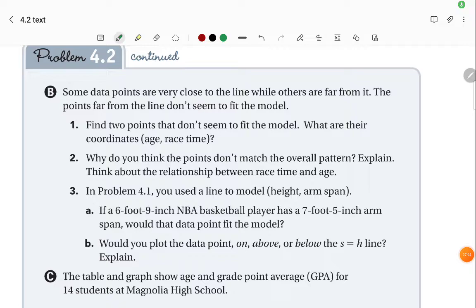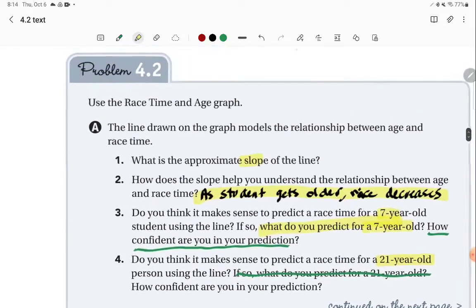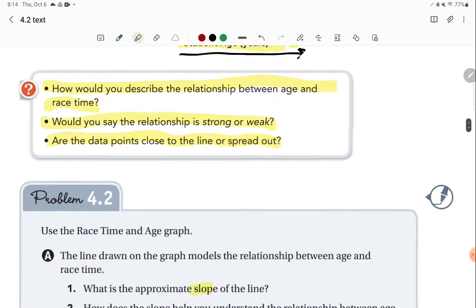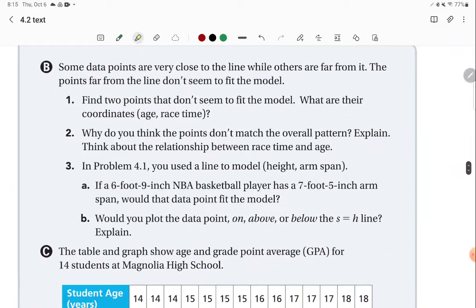Okay, on B, some data points are very close to the line while others are far from it. The points far from the line don't seem to fit the model. So go ahead and answer these. You're looking and kind of evaluating or thinking about those problems outside of the line. So that would be these problems or points out here. What do we know, or what can we assume or say about some of those? So go ahead and answer B, 1 through 3, and then come back and see how you did.